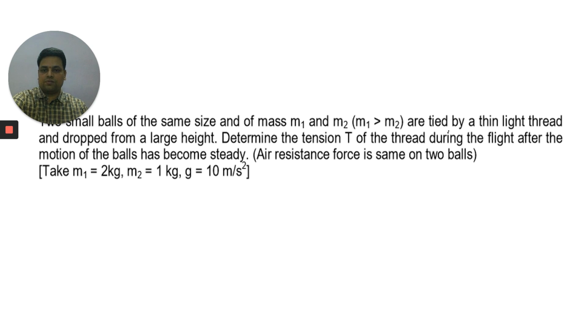Two small balls of the same size, of masses m1 and m2 with m1 greater than m2, are tied by a thin light thread and dropped from a large height. Determine the tension of the thread during the flight. After the motion of the balls becomes steady, the air resistance force is the same on the two balls. So this is steady in the sense you can think about the terminal velocities, viscosity. You can proceed with the problem.